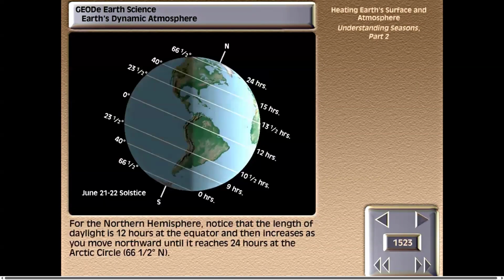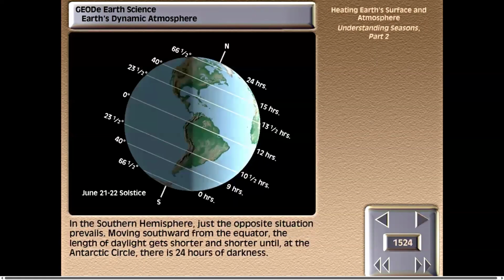For the Northern Hemisphere, notice that the length of daylight is 12 hours at the equator and then increases as you move northward until it reaches 24 hours at the Arctic Circle. In the Southern Hemisphere, just the opposite situation prevails. Moving southward from the equator, the length of daylight gets shorter and shorter until, at the Antarctic Circle, there is 24 hours of darkness.